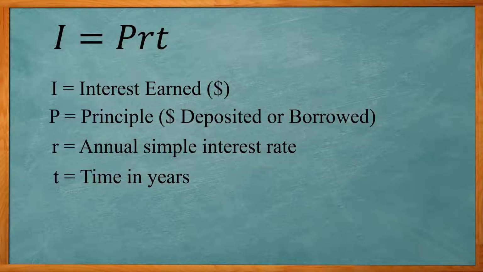Now for time in years, if they give you 3 years, T is simply 3. If they tell you that it's 8 months, 8 months is less than 1 year, so it's going to be 8/12 of a year, 8 out of 12 months. If they tell you 18 months, you can also write it as 18 over 12, or even just 1.5 years. So make sure your T value is in years.